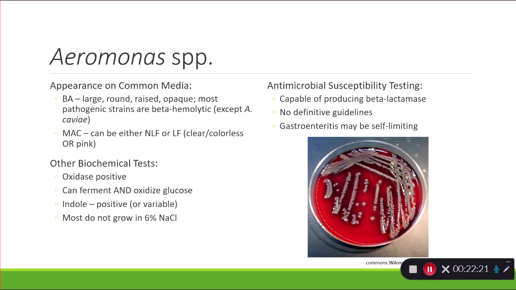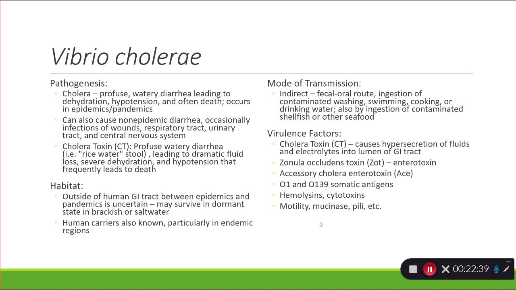They can ferment and oxidize glucose. They're usually indole positive, and they do not grow in 6% sodium chloride. As far as antimicrobial susceptibility testing goes, they are capable of producing beta-lactamase. And usually gastritis is self-limiting, which means it goes away on its own.